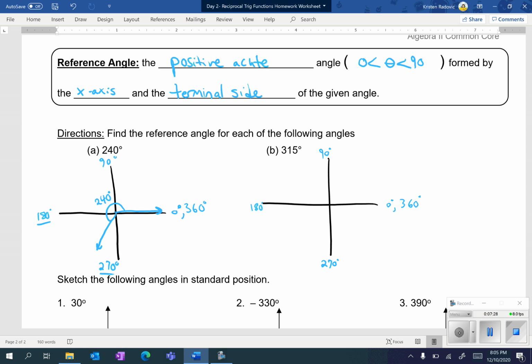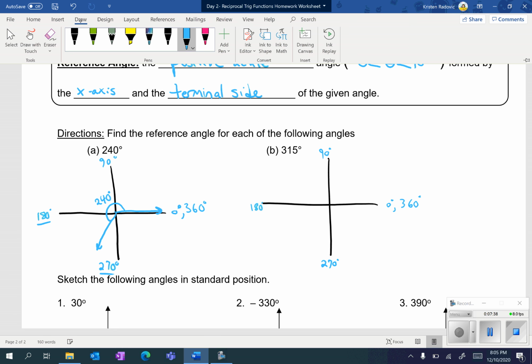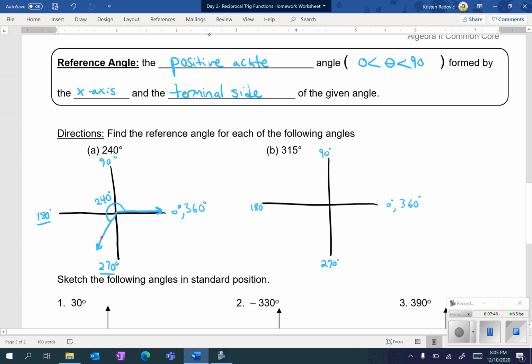And this is called sketching an angle in standard position because you're starting at the initial side of the positive x-axis. Now, 240 is too large for us to do computations with, so instead, we are going to go to the terminal side and compare it to the x-axis.